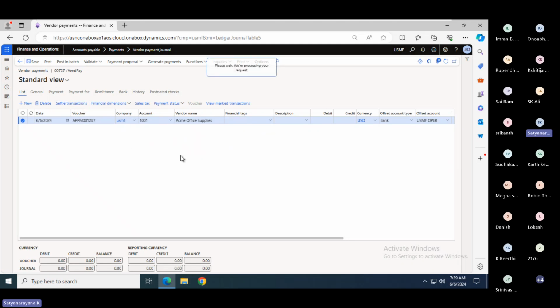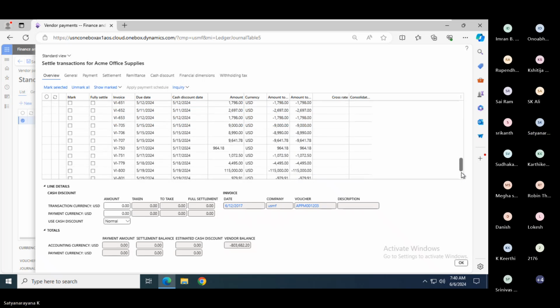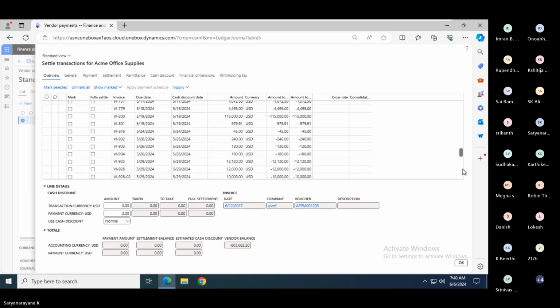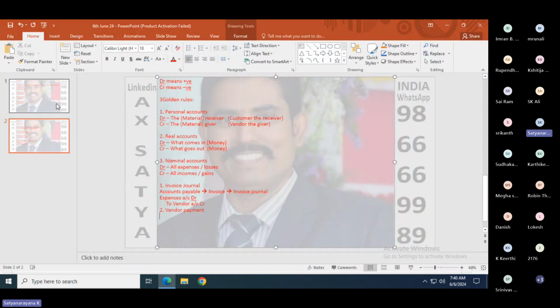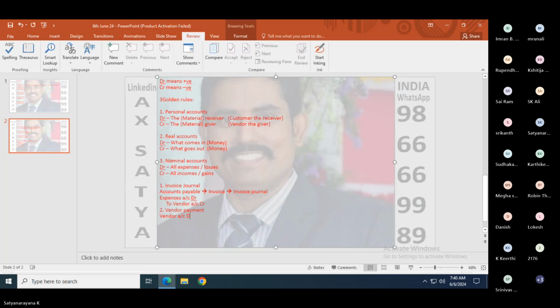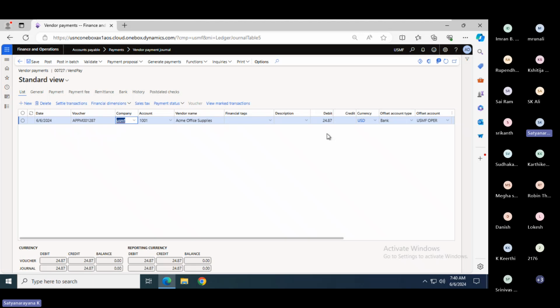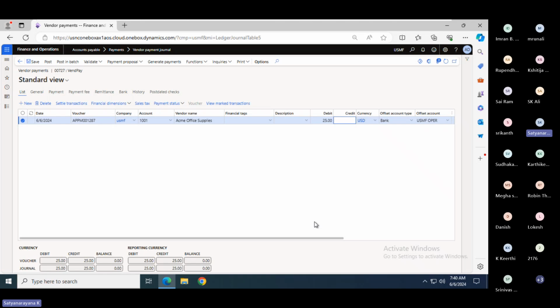Already we have generated the invoice for $25. For that I'm doing payment. $25 I'm doing payment. Click OK. At the time of invoice, vendor account credit. Now at the time of vendor payment, it is vendor account debit. Of course, because of some discounts, it is coming 24, but I will make it 25. Okay, $25.